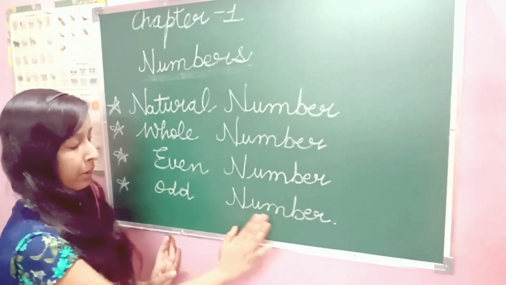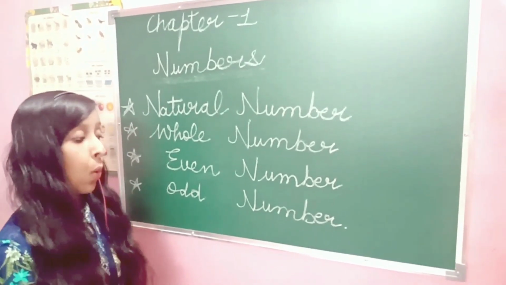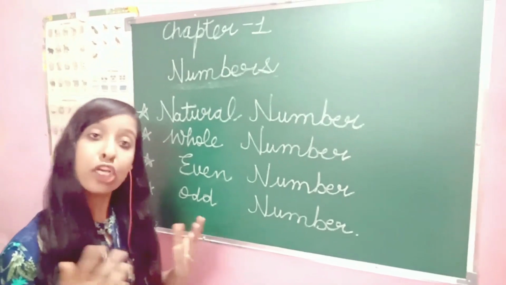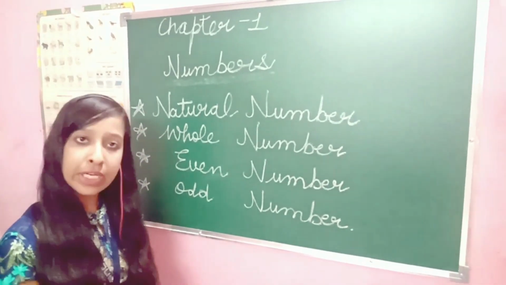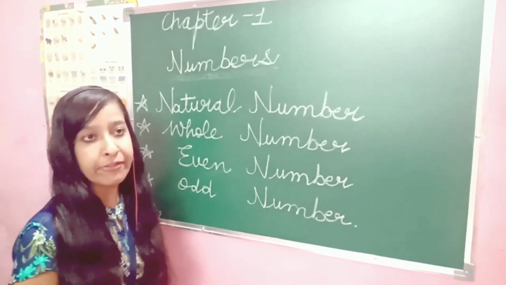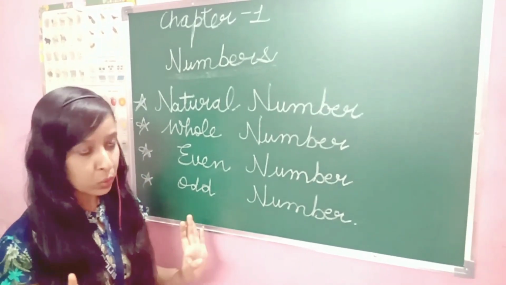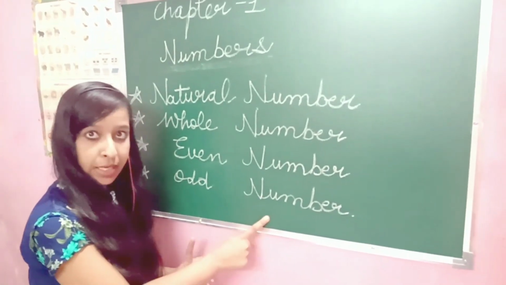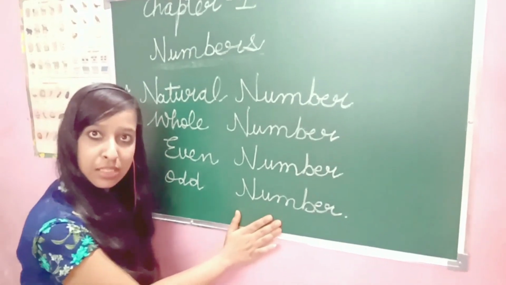Now the odd number. What is an odd number? An odd number is a number that is not divisible by 2. So it is an odd number like 1, 3, 5, 7, 9. These numbers do not come in the table of 2. So it is an odd number. We cannot group these numbers in twos. So it is also known as an odd number.